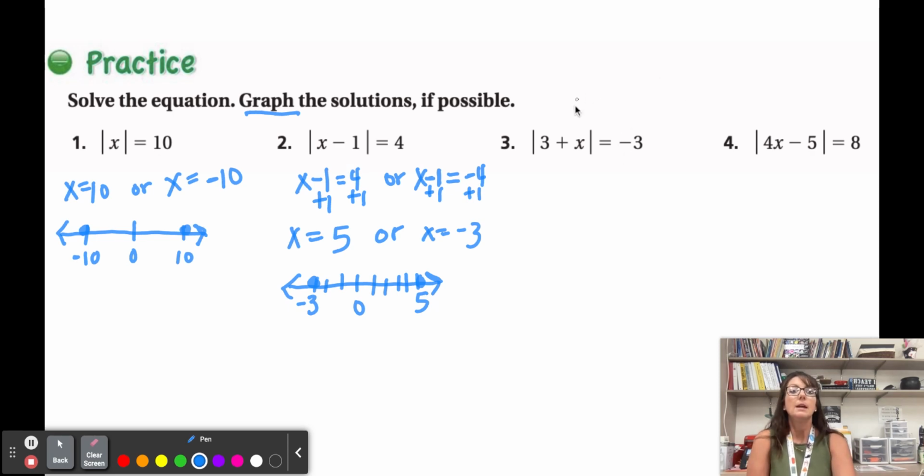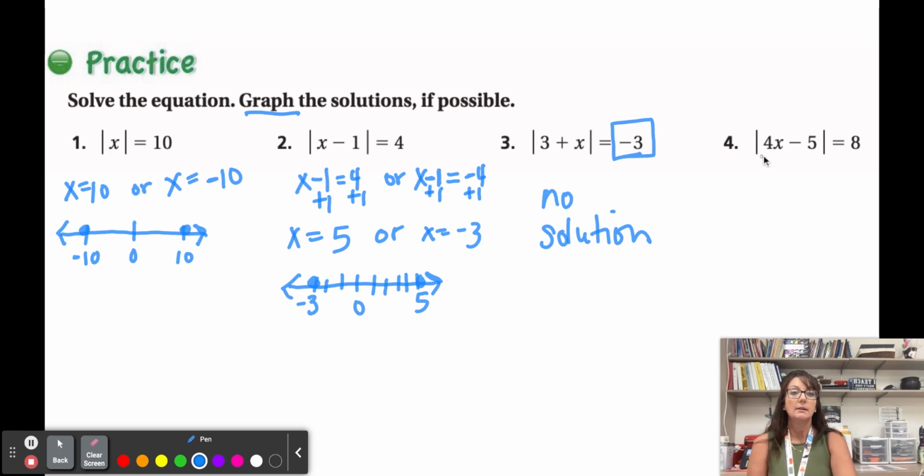Okay. Here we have the absolute value of 3 plus x is equal to negative 3. Doesn't matter if that's 3 plus x or x plus 3 because addition is commutative. What does matter is right here. The distance from something, whatever it is, can never be represented as a negative number. So this has no solution, because the absolute value would not be a negative number.